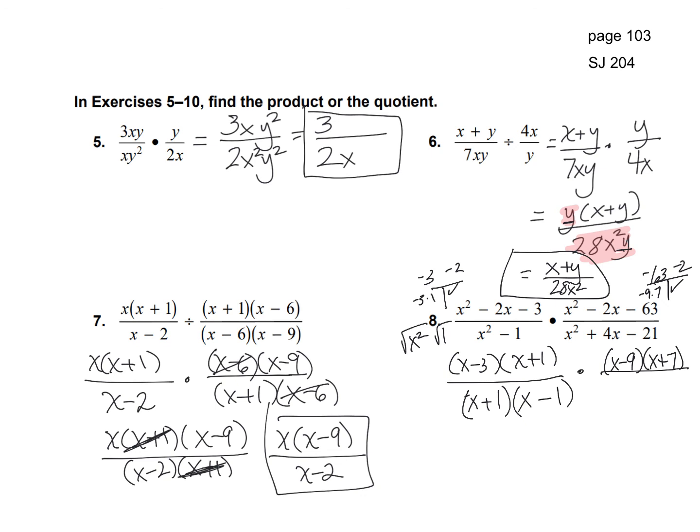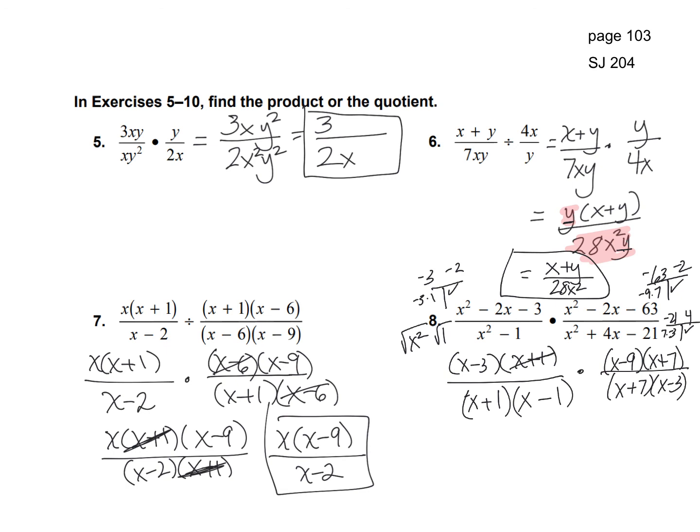Then my second denominator, I'm going to factor -21. That will give me a sum of 4. And I think that's 7 and -3. So I would have x plus 7 times x minus 3. Now look at each of your fractions and see if you can reduce anything from the numerator and denominator.